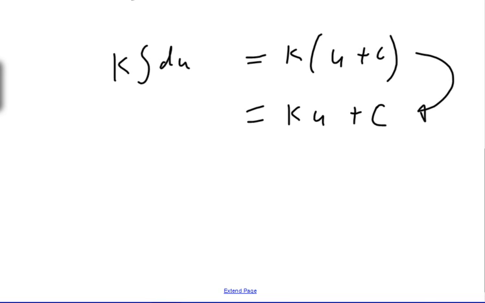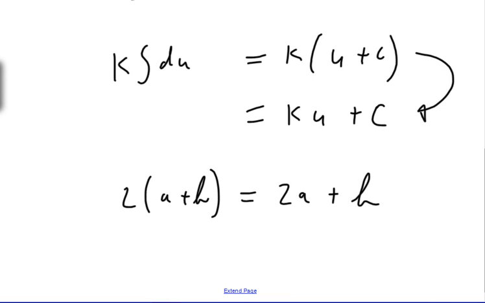Is that exception only for integrals? Yeah. So if I had 2 times a plus b, I wouldn't go 2a plus b, would I? No, I wouldn't do that. So I can't do that. But here, I do that all the time. No, it doesn't go backwards, no.